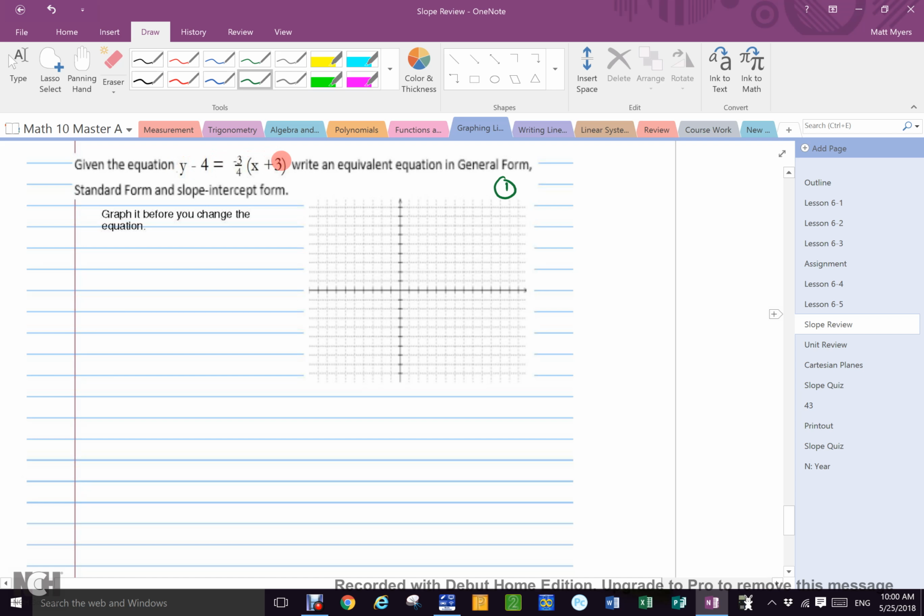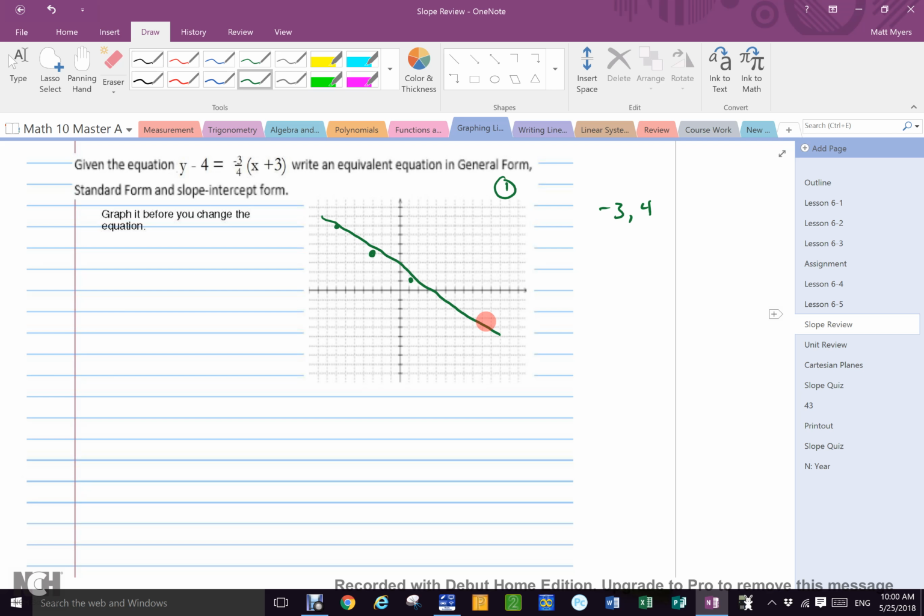What is the known point? -3, +4, right? So I go to -3, 1, 2, 3, +4, 1, 2, 3, 4, and I put my dot. What's the slope? -3/4. So down 1, 2, 3, right 1, 2, 3, 4. Up 1, 2, 3, left 1, 2, 3, 4. And there's your line. It's not great, but you can handle it.